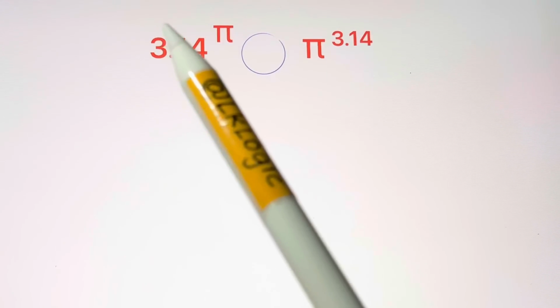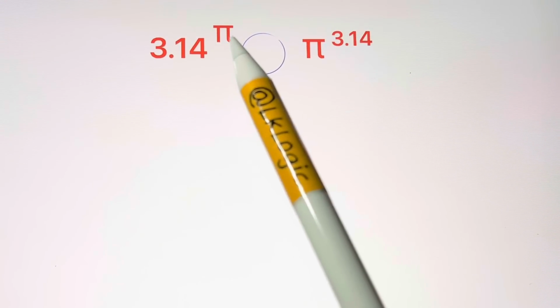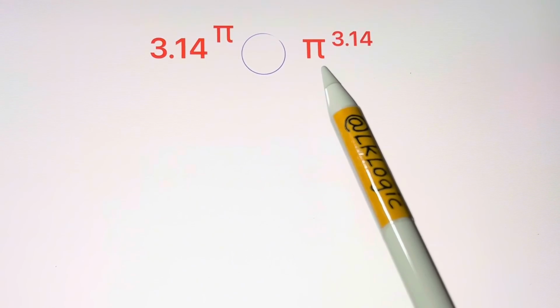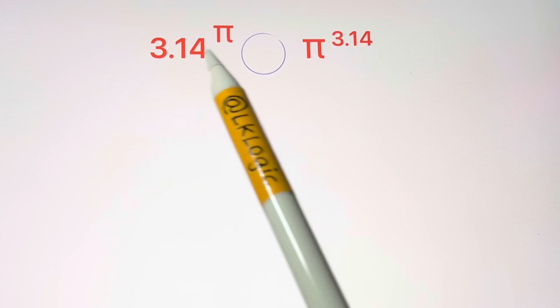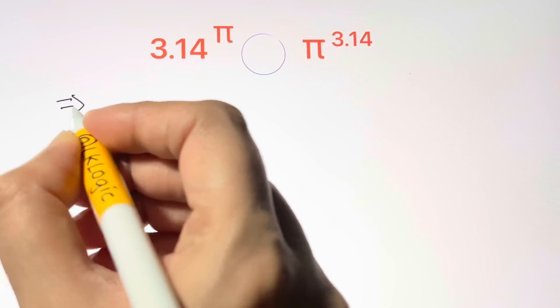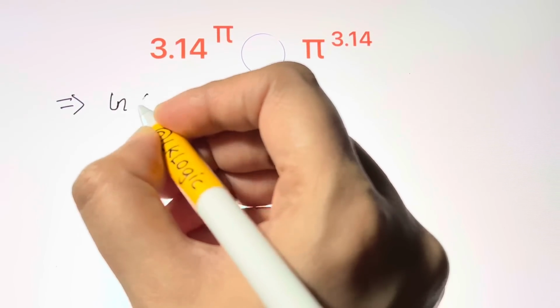Hi guys, which is larger, 3.14 to the power of pi or pi to the power of 3.14? What do you think? One is a decimal number and the other is an irrational number. So here what we are going to do in the first step is take the natural log on both sides.